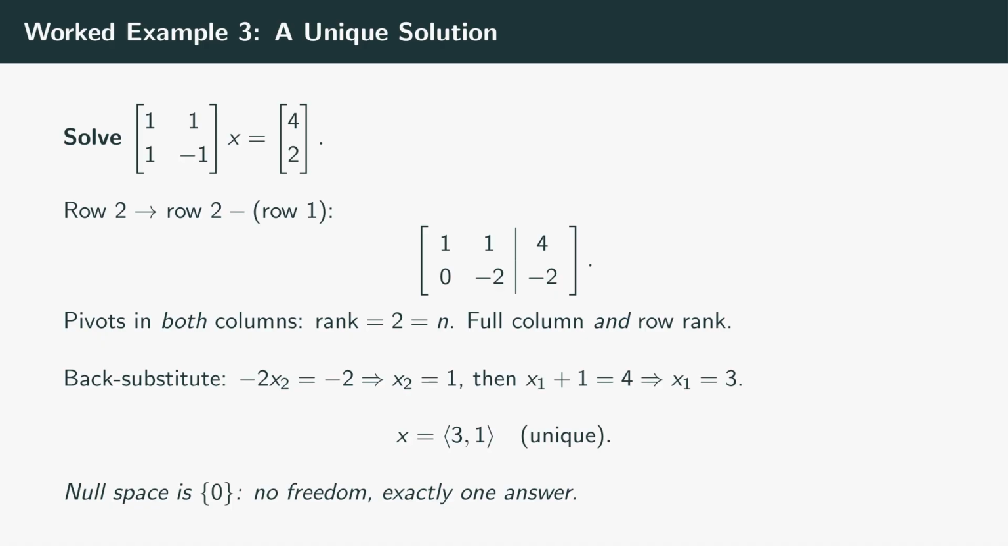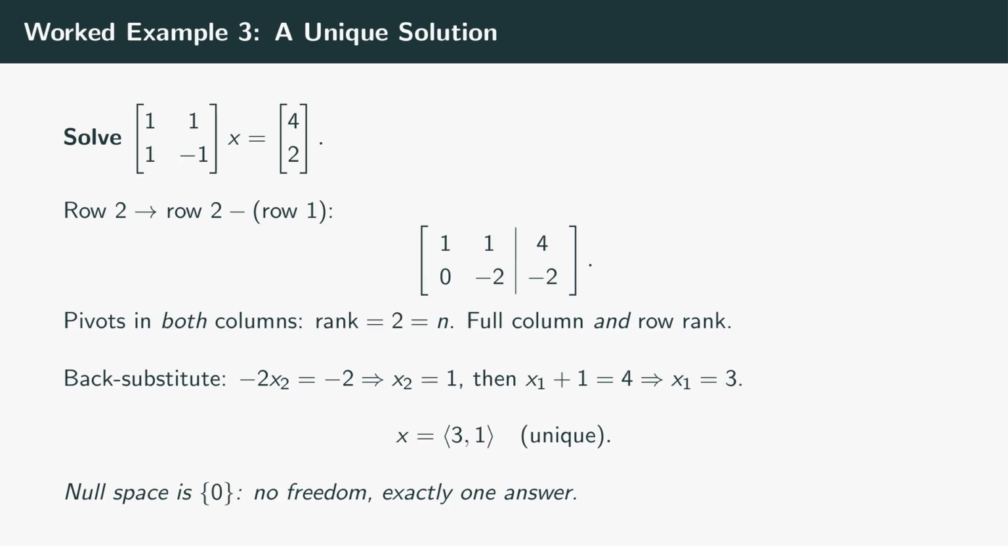Now there are pivots in both columns, so the rank is 2, which equals the number of columns and the number of rows at once. This matrix has full column rank and full row rank. Back substitute, the second row gives -2x2 equals -2, so x2 is 1. The first row gives x1 plus 1 equals 4, so x1 is 3. The solution is the vector 3, 1, and it is unique.